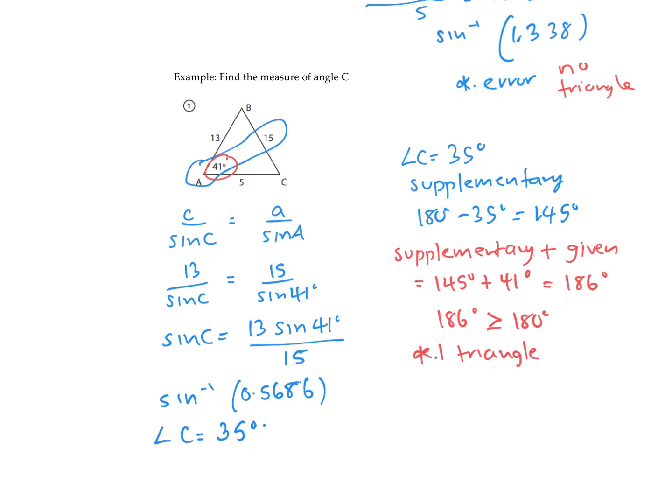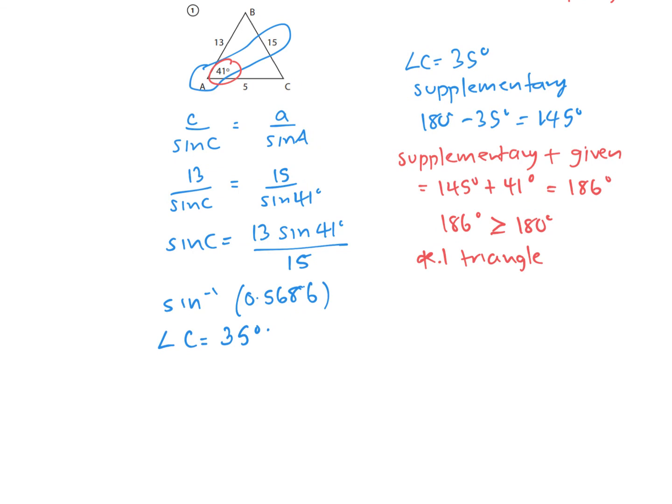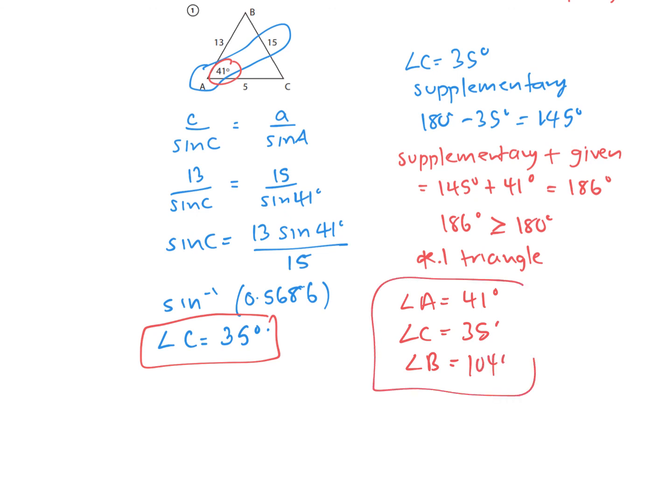So that means there's only one triangle because the supplementary plus the given would be more than 180, which means it's too big. That supplementary answer would be too big to make a triangle. So we only have one answer, which would be the one that we found. So angle A given was 41. We found C to be 35, and then we could find B by just subtracting from 180, and that's 104. So those are my three angles. I only have one triangle with those three angles.